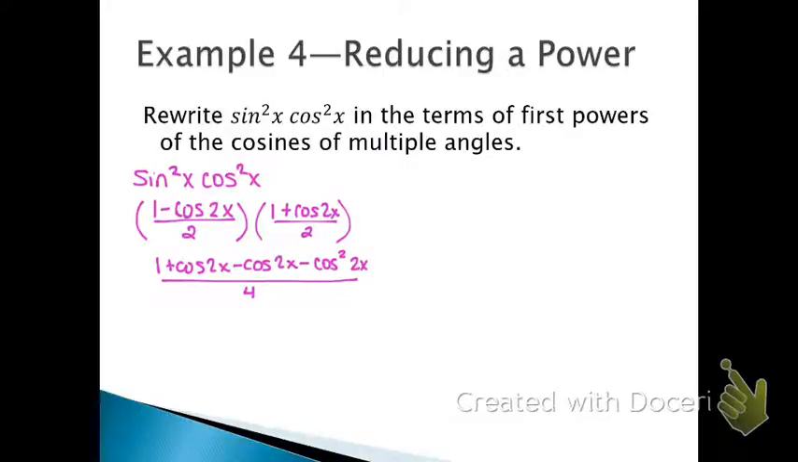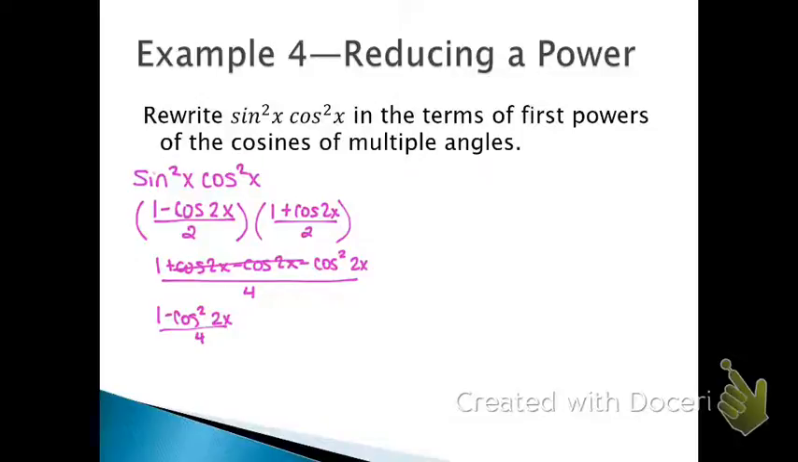Simplify that. Your cosine of 2x minus cosine of 2x will cancel. So 1 minus cosine squared of 2x over 4. Well, you could stop, but the problem is I want first powers of cosines with multiple angles. So I need to get it to just cosine. I need no exponent, and I need multiple angles.